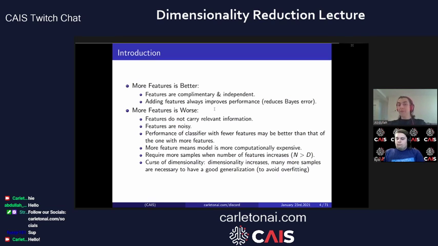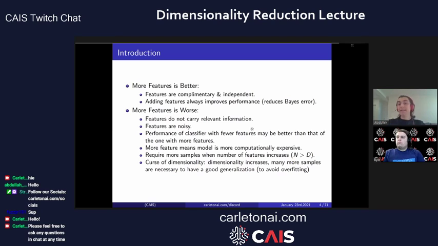Well, it is good to have more features when these features are complementary, when they're independent, when they provide more information, because then adding more features will always improve the performance of your model because it will reduce the bias error. However, having more features has its own problems as well, because if the features do not carry relevant information, that's not going to be helpful. If the features are noisy, and also the performance of a classifier, if you have less features, could be better than one with more features, especially if you have a very small data set. And also more features also means that the model is going to be a lot more computationally expensive.